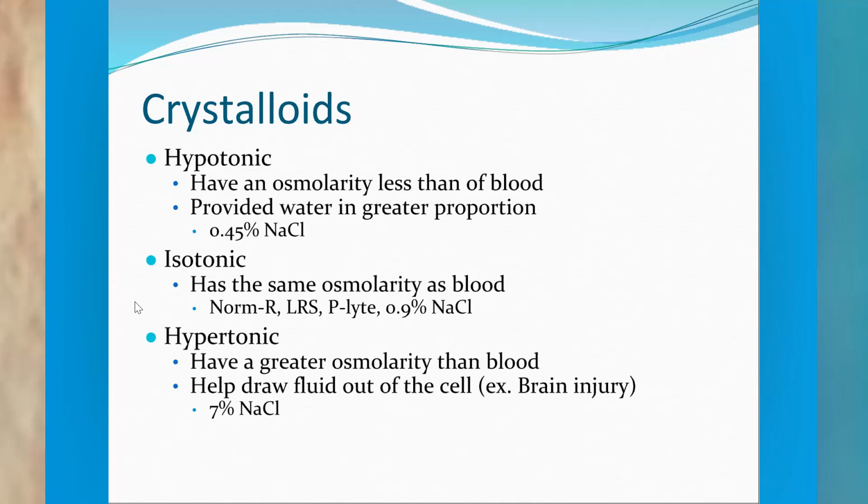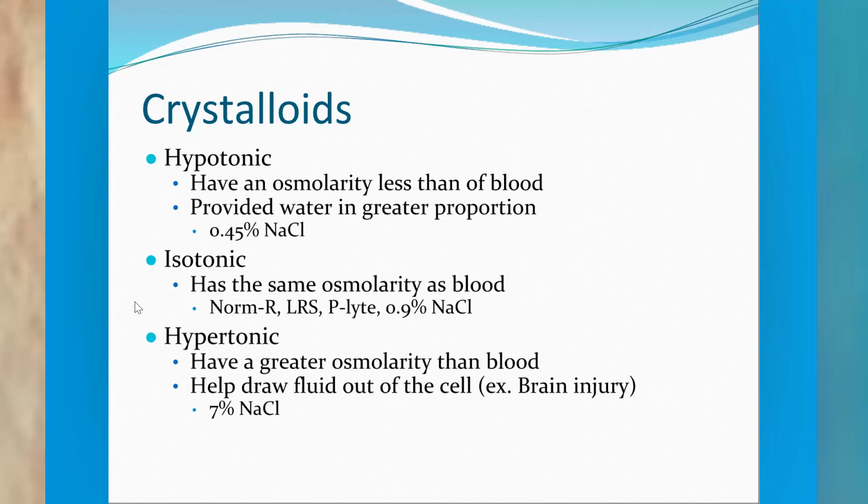Our isotonic, that would be our 0.9% NaCl. And so that is just keeping everything the same within our blood. All right. That's our normal saline, LRS, Plasma-Lyte. And then hypertonic. All right. So that's the greater amount of osmolarity within the blood. So it will help draw the fluid out of the cell.